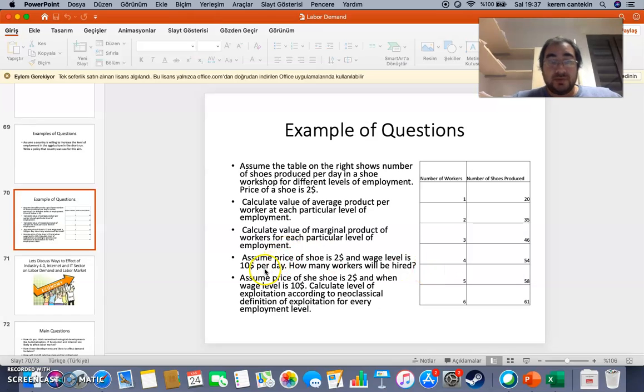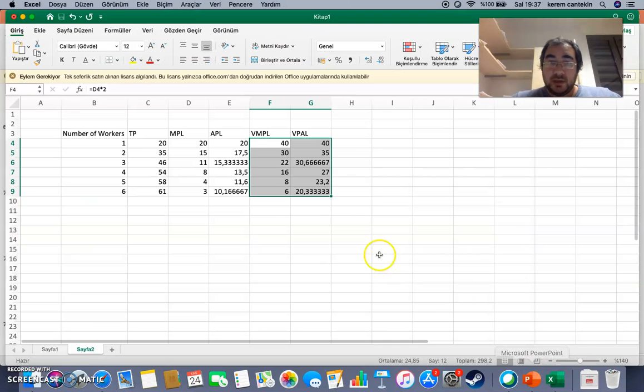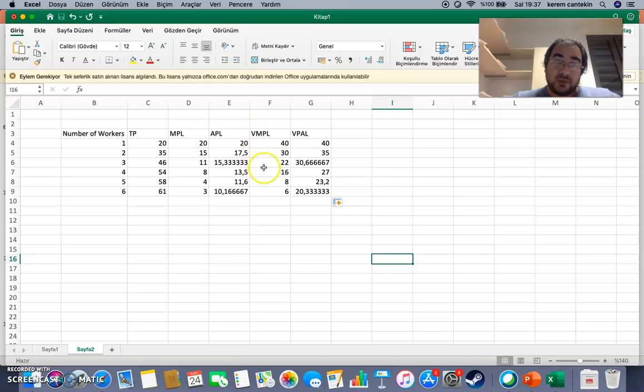Assume the wage level is $10 per day. How many workers will be hired? I mean, as long as value of marginal product is higher than 10, we will continue hiring. So we will stop hiring after we have hired 4 workers, since the value of marginal product of the 5th worker is less than 10. So we will hire 4 workers per day.